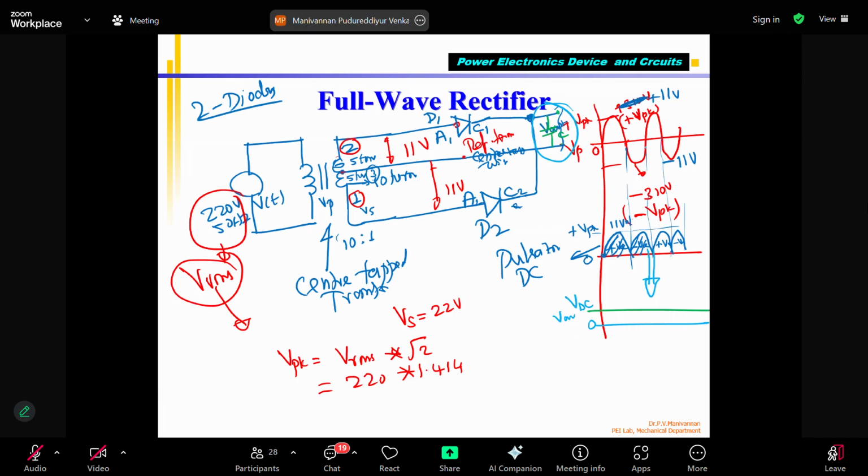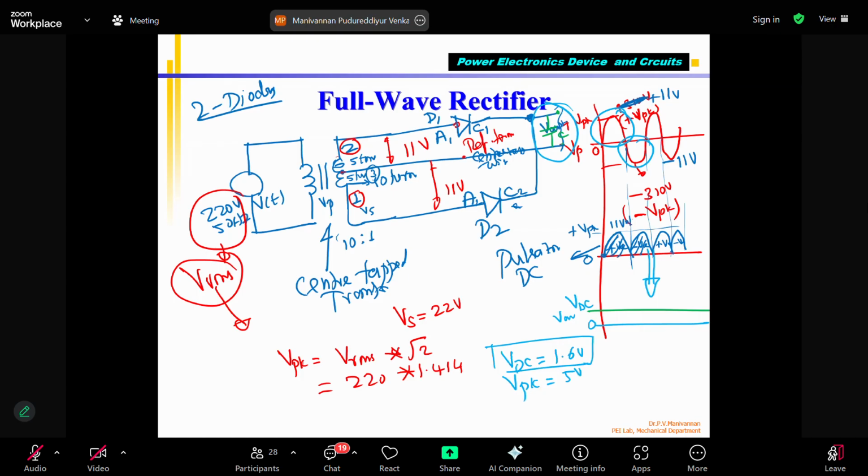We are utilizing both half cycles, the positive half cycle and also the negative half cycle. Because of that, the VDC will be more than the half wave rectifier. For the half wave rectifier, we saw that VDC was 1.6 volts when V peak equals 5 volts. This V peak is the AC voltage, and this is pulsating. After filtering, the pure DC will be 1.6 volts. Correct? That's what it is.